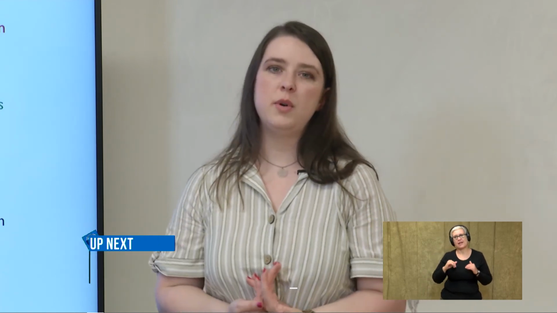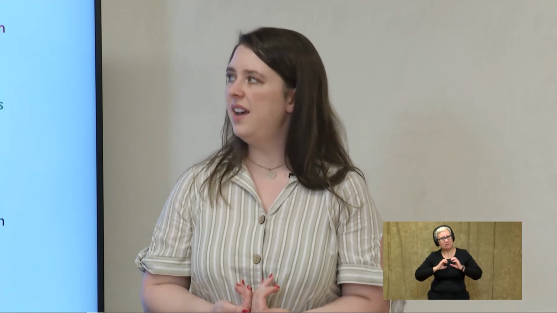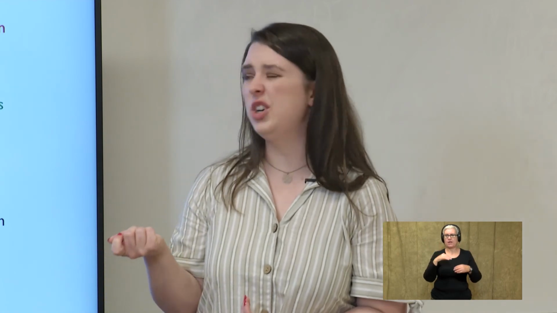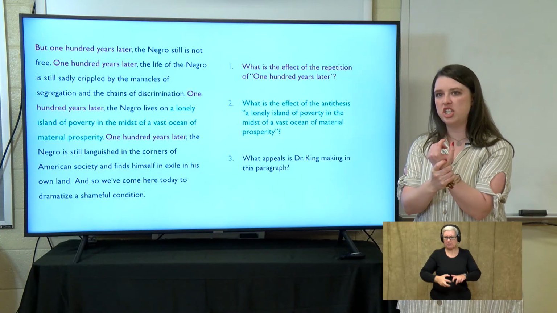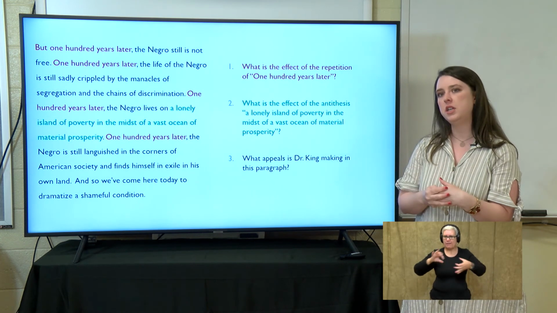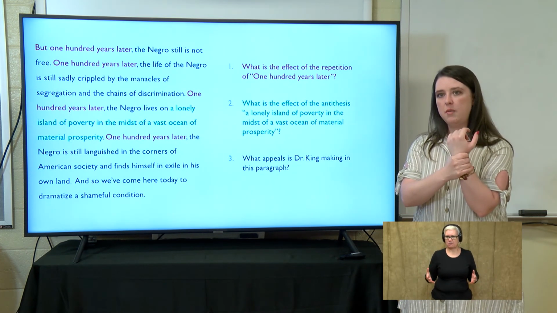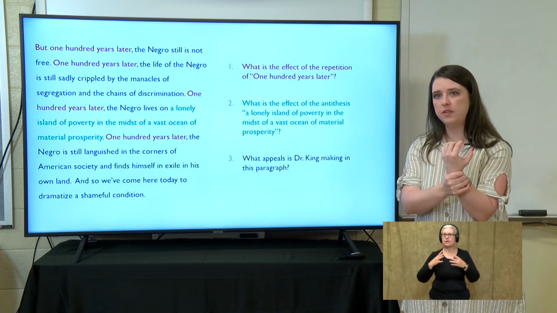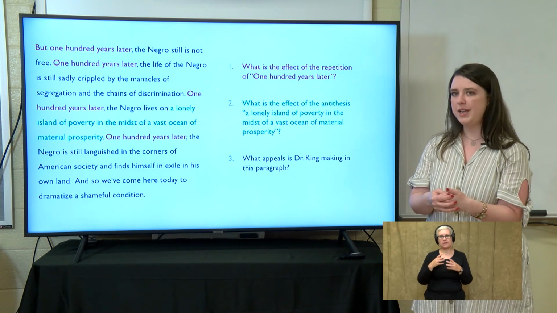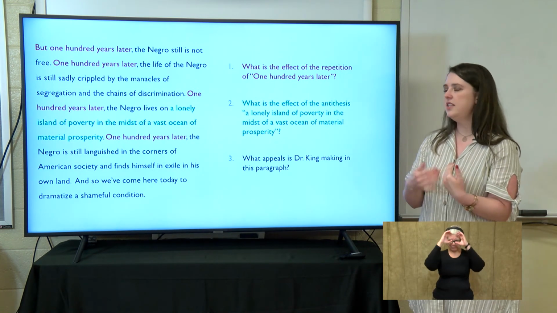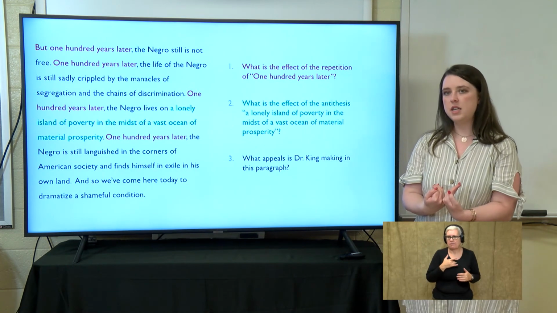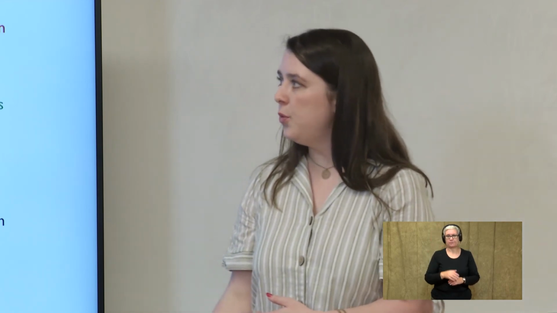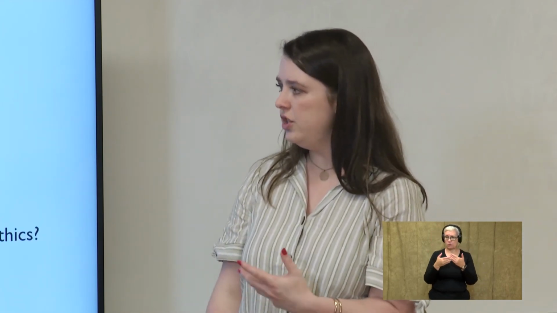How does he maybe appeal to our emotions? How does he make us feel? Look at that second line there. The Negro is still sadly crippled by the manacles of segregation and the chains of discrimination. Manacles are those kind of like handcuffs, so they come with chains that are thicker and they hold you captive. That's a pretty powerful image, right? So I want you to think about, how is he appealing to us and how does he make us feel? He does a really good job, right? Very powerful speech.